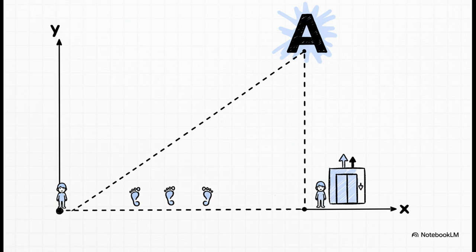Step 3, the second number is a positive 2, so from where we are, we ride the elevator up. 1, 2 spaces. And bam, that's it. That's the exact spot for point A, at 3, 2. We found it. Okay, you're up.